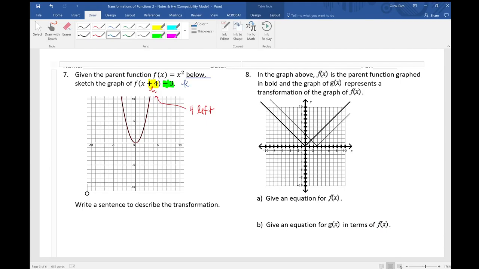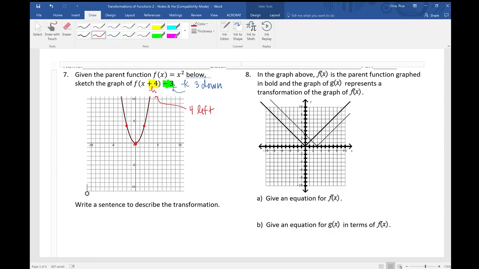And our k value is -3 since it's outside. And with k, we actually keep it. So that -3 means that we're going to move the graph 3 units down. Or in other words, translate the graph 3 units down. Now let's pick 3 points from our parabola and move those 3 points 4 units to the left and 3 units down. The 3 points I want to use are (0, 0), (-2, 4), and (2, 4). And once again, you can pick any 3 points you want.